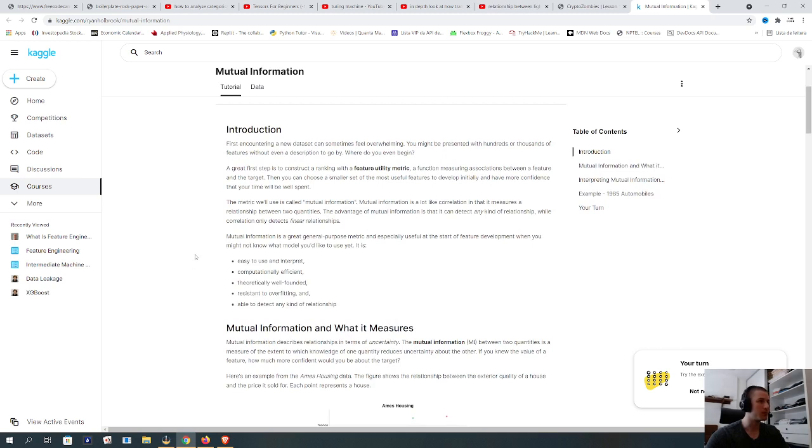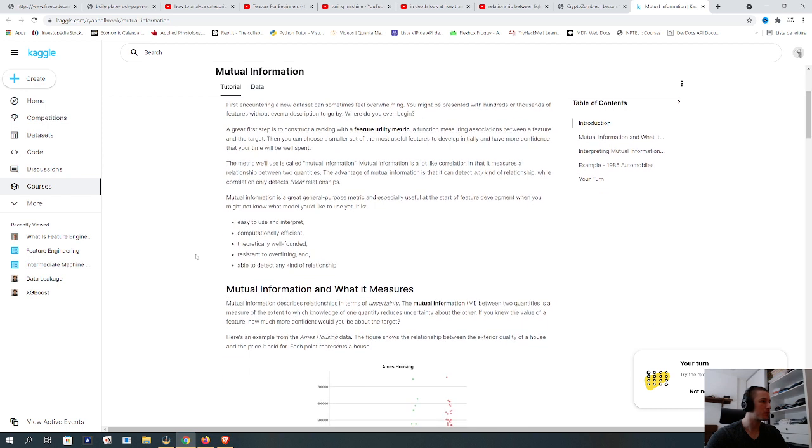First, encountering a new dataset can sometimes feel overwhelming. You might be presented with hundreds or thousands of features without even a description to go by. Where do you even begin? A great first step is to construct a ranking with a feature utility metric, a function measuring associations between a feature and the target. Then you can choose a smaller set of the most useful features to develop initially and have some more confidence that your time will be well spent.